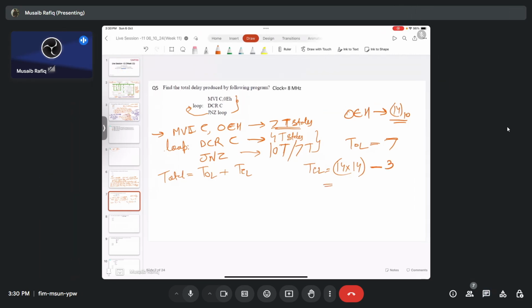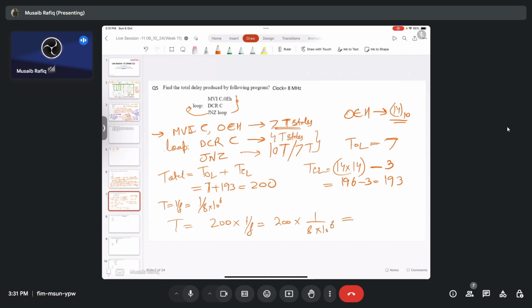14 square is 196, minus 3 is 193. So total T states will be 7 plus 193, that is 200. And since the clock is 8 megahertz, the time period is 1 by f, which is 1 by 8 into 10 to the power 6. So total time will be 200 multiplied by 1 by f, that is 200 multiplied by 1 by 8 into 10 to the power 6.